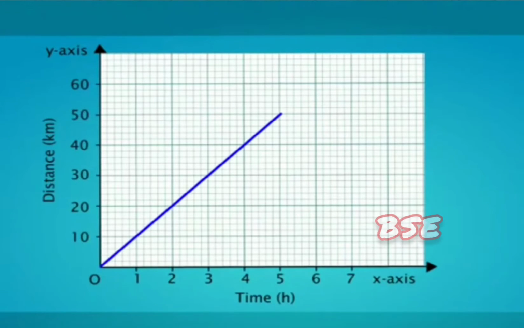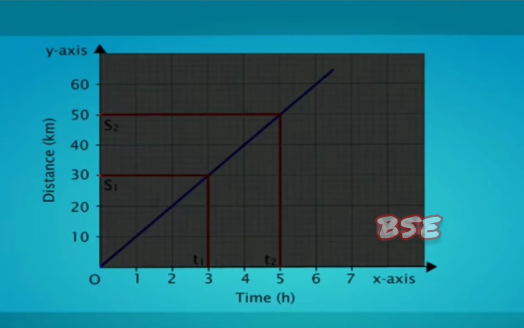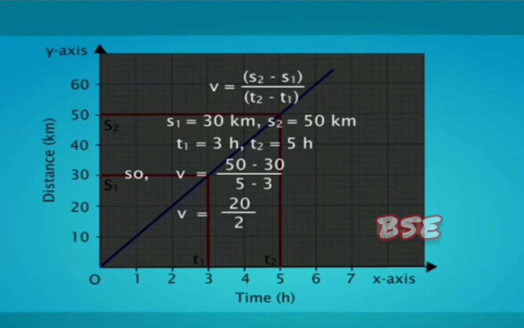Calculate the speed of an object in uniform motion by using this graph. Let us calculate. By looking at the graph, we can see the distance traveled during the specific time. Let us apply the formula for speed and calculate. By applying the formula, we get the speed of the body as 10 kilometers per hour.